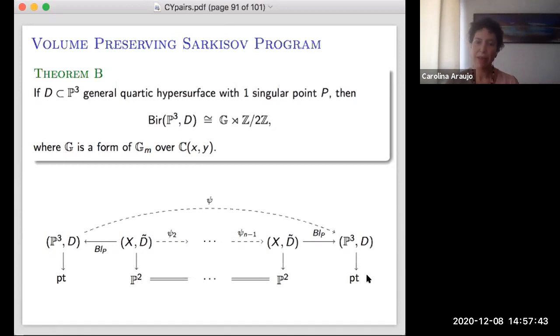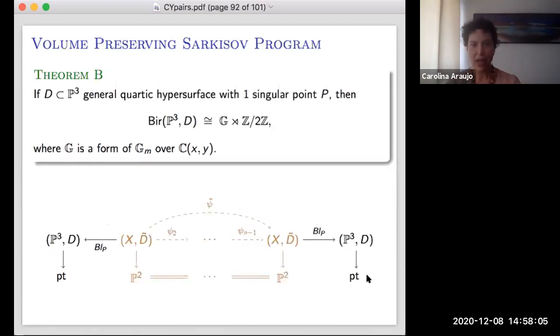So after finitely many of these elementary transformations, again we come back to X tilde, and then we have to contract it to P3. So we show that any volume preserving Sarkisov factorization of psi must look like this. And notice that what I have in brown now is exactly the diagram that we need in our proof, when I described the proof.